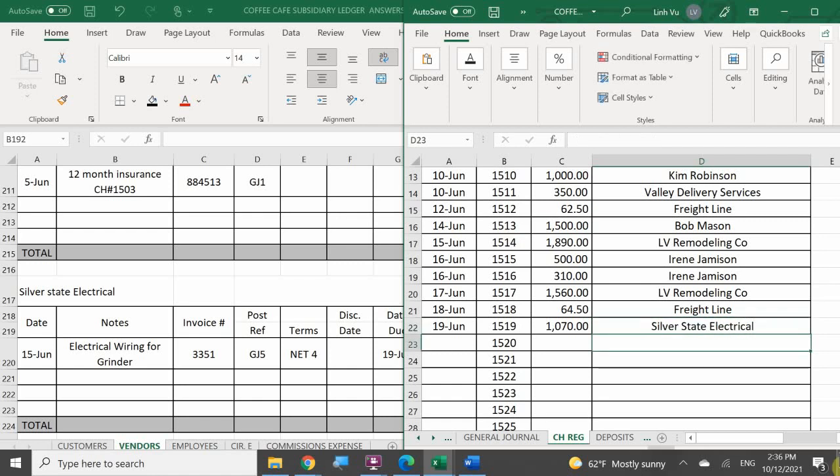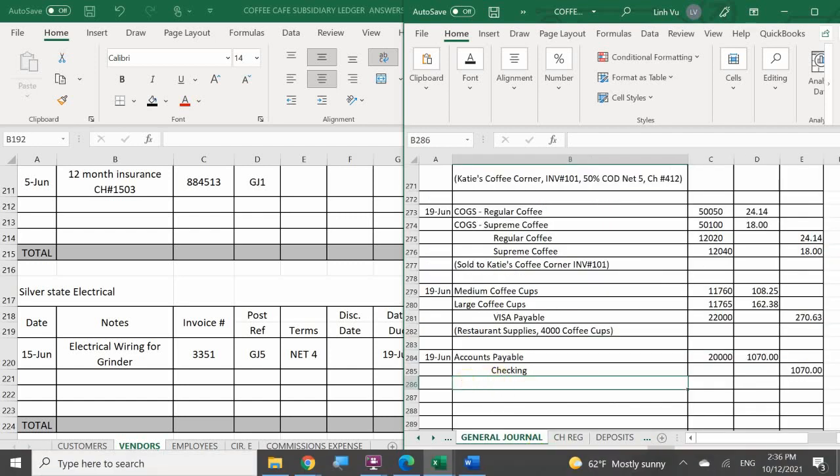Okay, so again, 1519. So we need the description. So Silver State, check number 1519. What was the invoice number? There is an invoice number. I'm on my subsidiary ledger. It's here, 3351. Okay, and we paid using check number 1519. Okay, good.